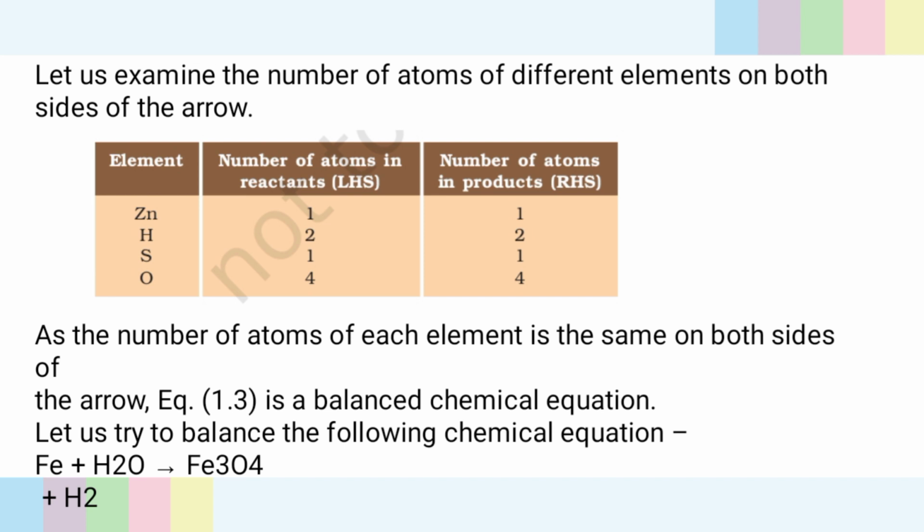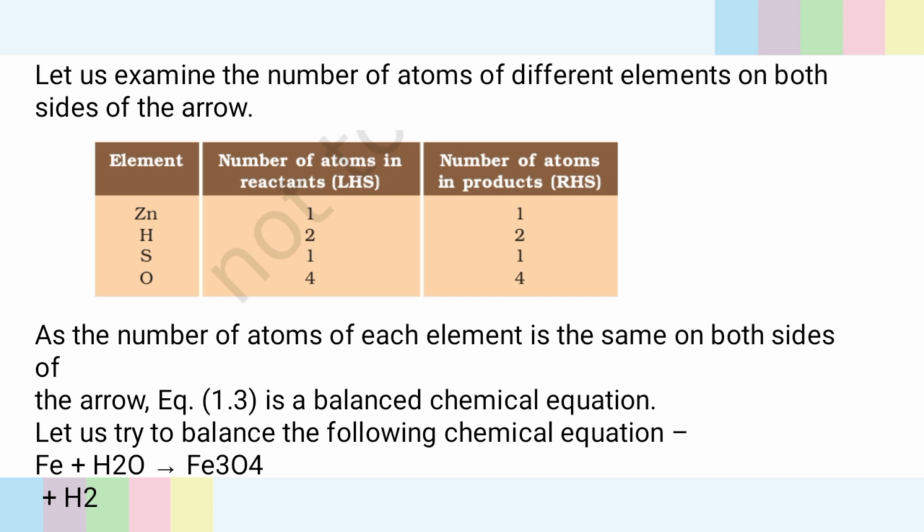So 2 atoms of hydrogen. So hydrogen is also balanced here. The sulfur, so H2SO4, yes, 1 atom of sulfur, and ZnSO4, that is 1 atom of sulfur. So even the sulfur is balanced. So next let us come to oxygen. Oxygen, H2SO4, O4, that is 4 atoms of oxygen, and on the product side ZnSO4, that is 4 atoms of oxygen. So on both sides the oxygen atoms are also balanced.